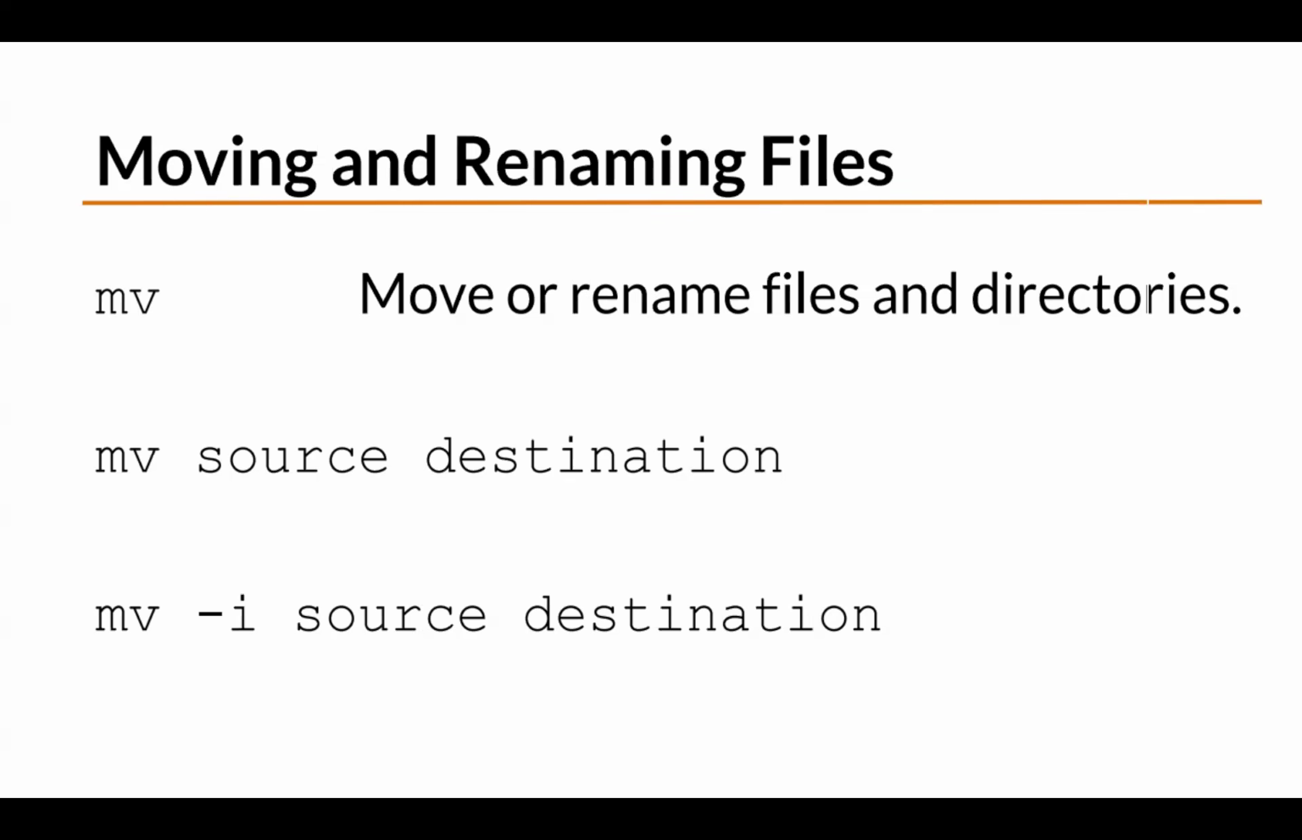So if you run mv -i source and destination, if the destination exists, mv will ask you if you want to overwrite the destination, because here we are using interactive -i, right? So it will prompt you whether you want to overwrite or not. Let me do it in a practical.